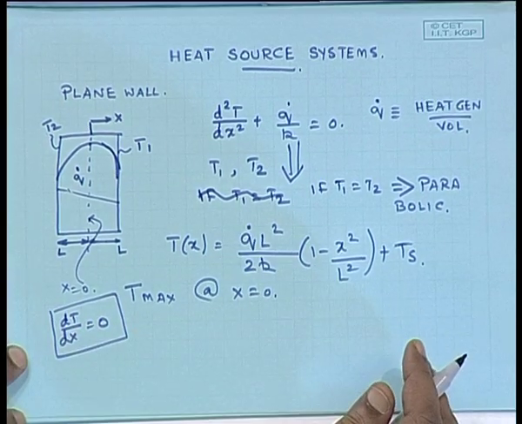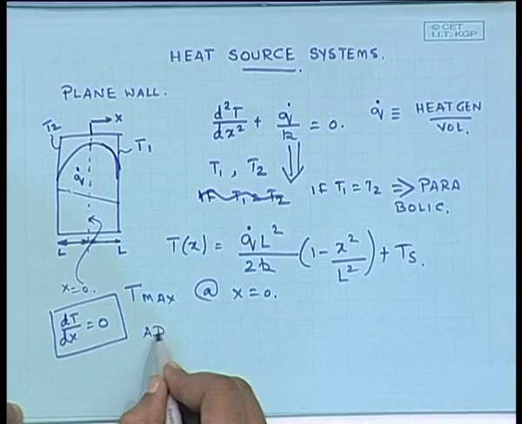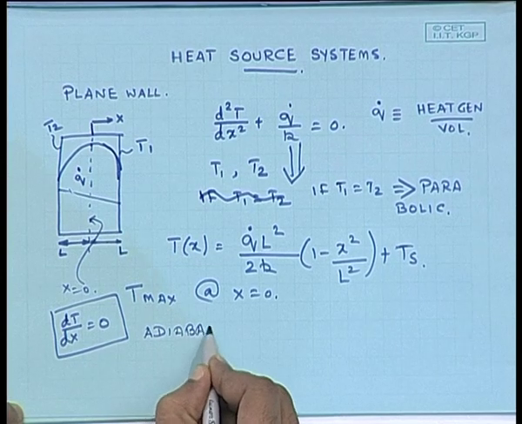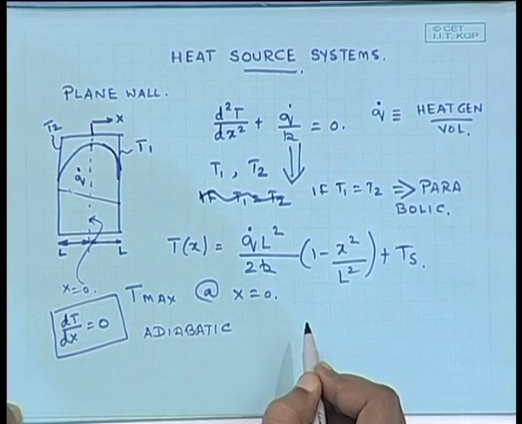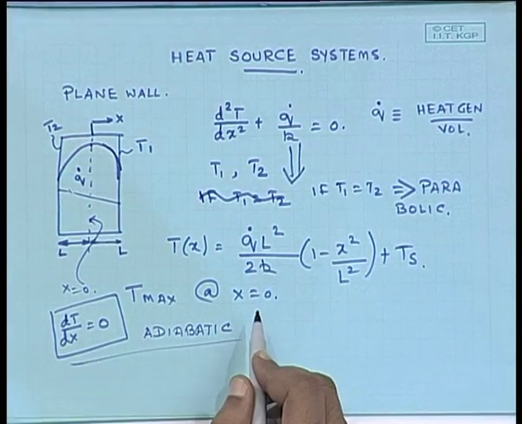If dT by dx equal to 0, what kind of a surface is this? If dT by dx at any surface is equal to 0, what kind of surface is this one? No heat flux. So, what is this surface called? It is an adiabatic surface. It is not an insulated surface, it is an adiabatic surface. So, that is another thing.